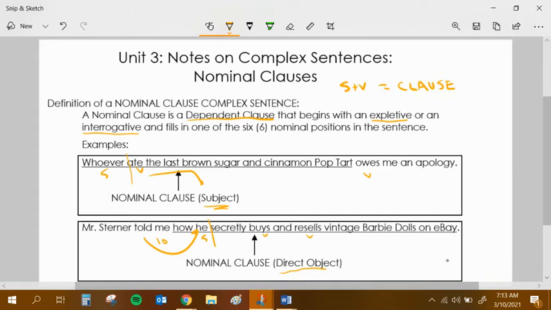And once again, if I only read the part that's underlined, it wouldn't make sense to say whoever ate the last brown sugar and cinnamon Pop-Tart. That's why we call it dependent, because it's depending on the rest of the sentence in order for it to make sense.